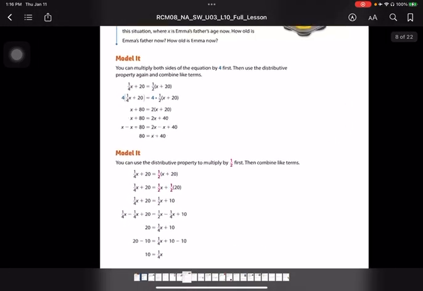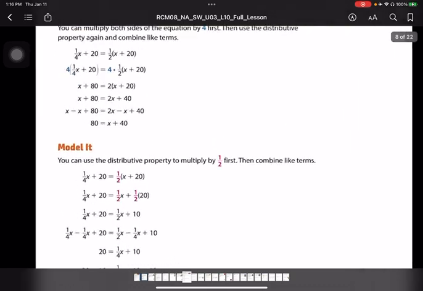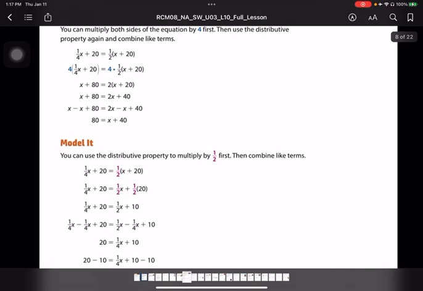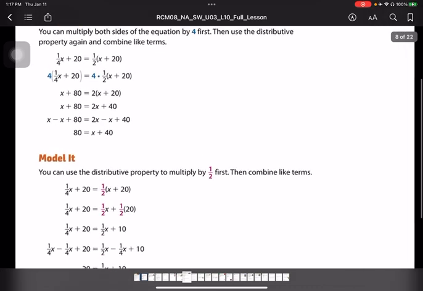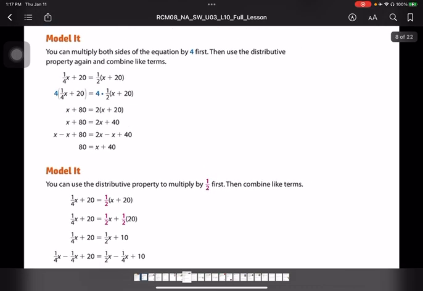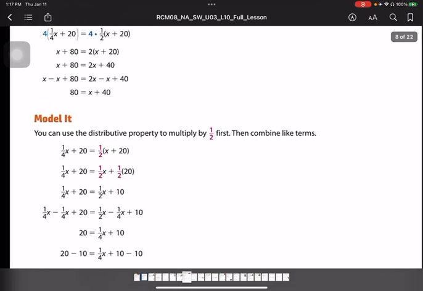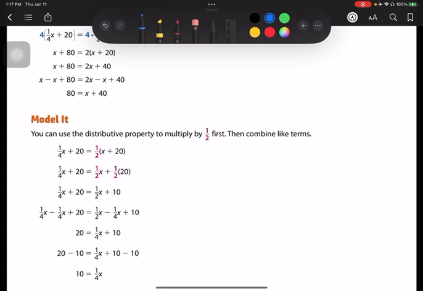they're basically showing all the steps that I just showed. The model it part at the bottom is saying I want you to distribute that 1/2 first, instead of getting rid of the fractions. But fractions are so confusing for most students, we try to get rid of them first, which is what we did here. If you would have distributed that 1/2 first, then you would have gotten the bottom half, which is 1/2 times x is 1/2 x, and half of 20 is 10.